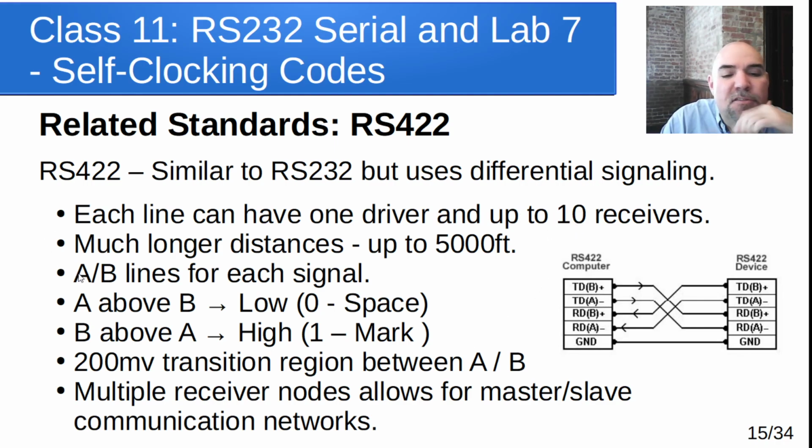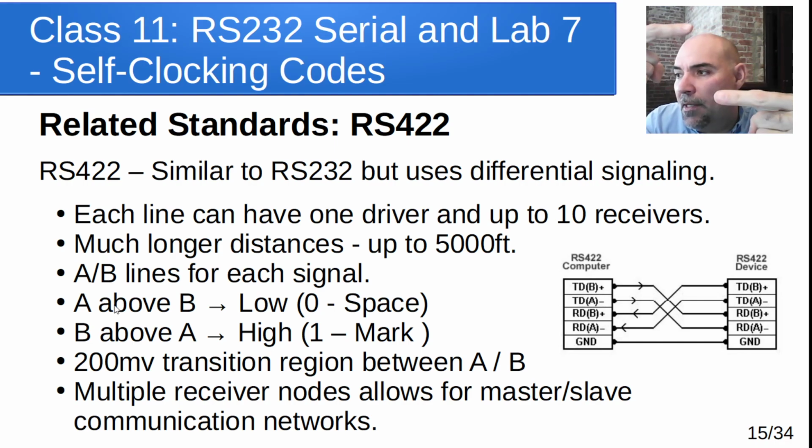And what it has is these two lines that are labeled A and B, and essentially that's like a plus and a minus. And you can see that here. And the idea is if A is above B, then it's logic 0 or a low. And if B is above A, then it's a logic 1 or a mark. So in other words, having the signals this way means one logic interpretation. Having them this way, the opposite, means the other interpretation.